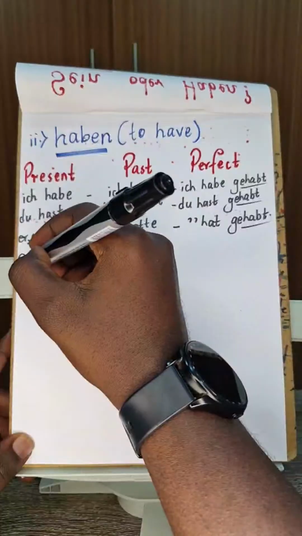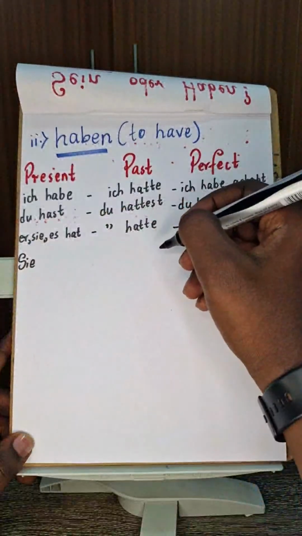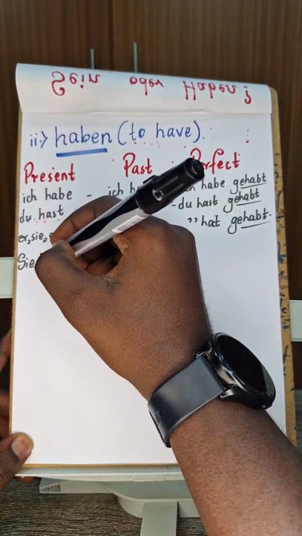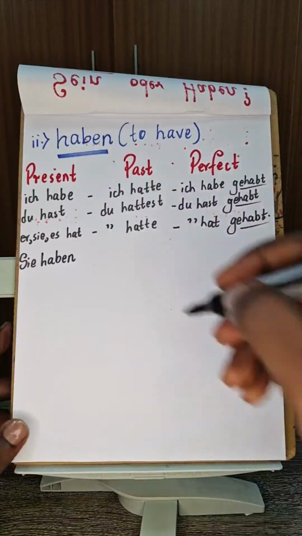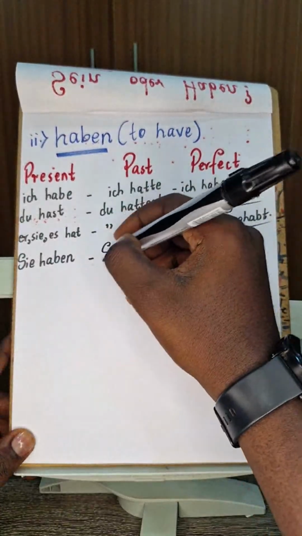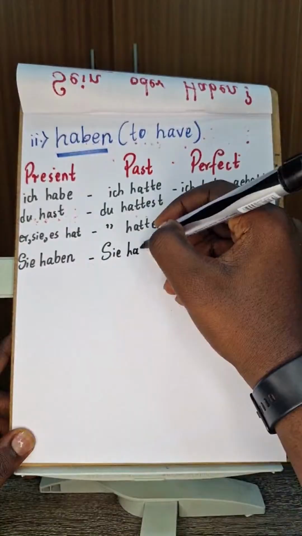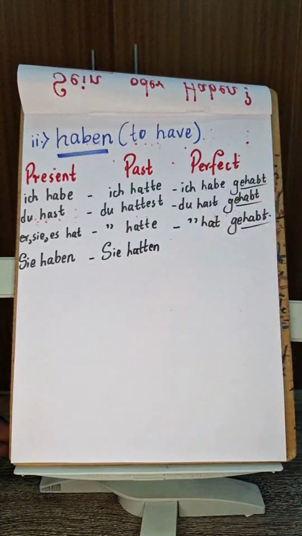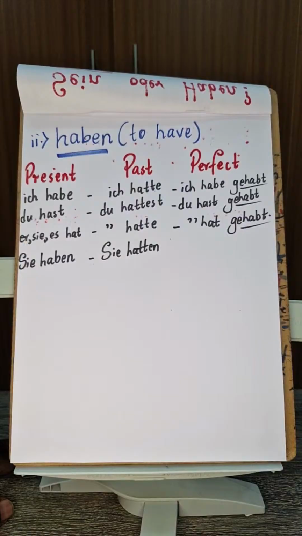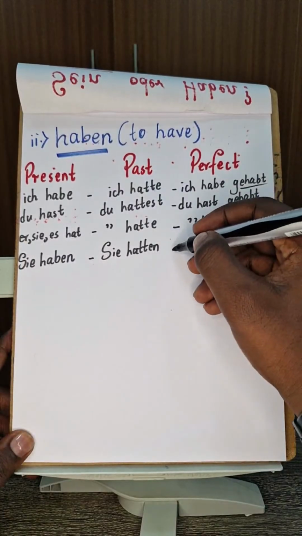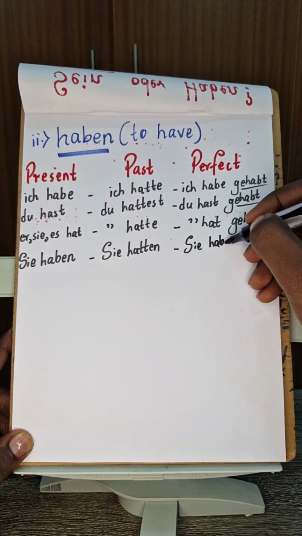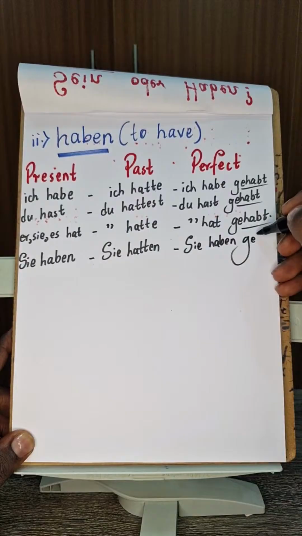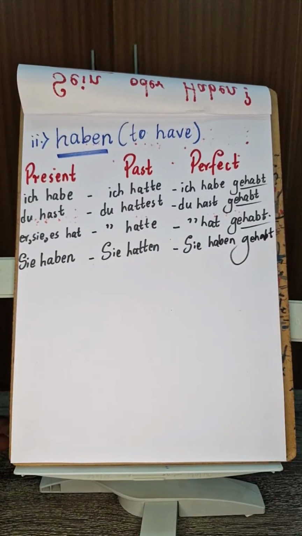Now, this Sie we say should always be capital, yeah? So, Sie haben, you have. In the past, Sie hatten, you had, and then in the perfect it becomes Sie haben gehabt, you have had.